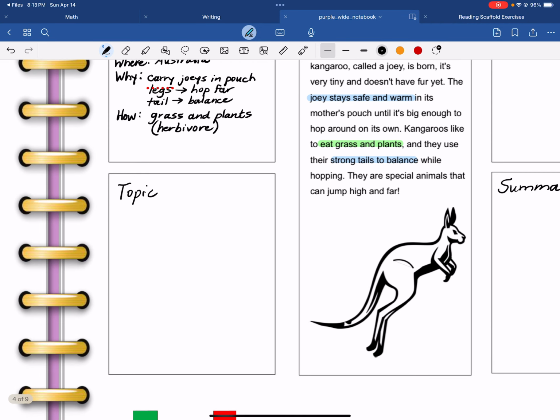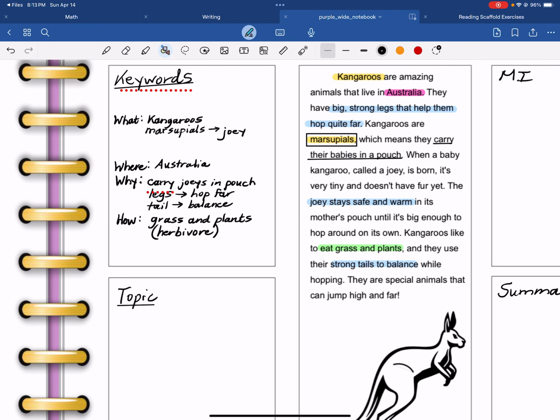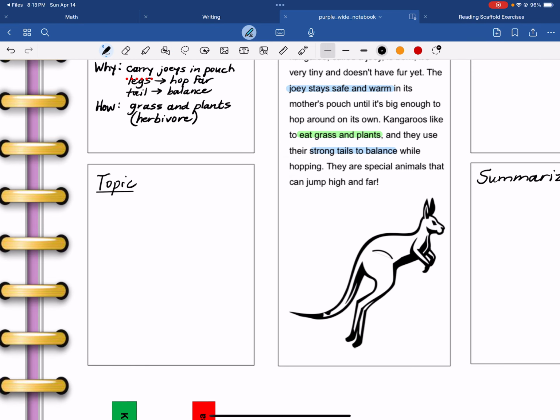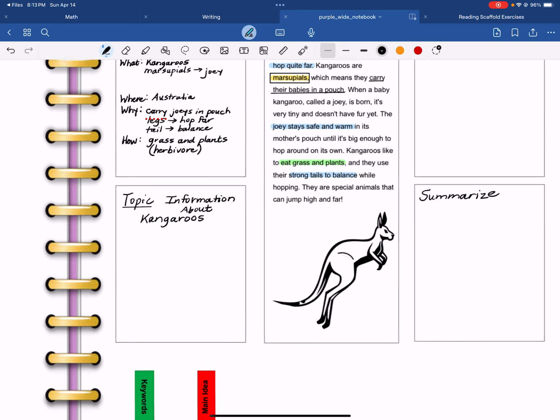Okay, for topic, I want to tell what this passage is about in 5 words or fewer. So we know that this passage is about kangaroos. And in this particular case, that's enough if you wanted to use that. We could also say that this is an informational passage. So it's information about kangaroos. I think either of those would be okay.